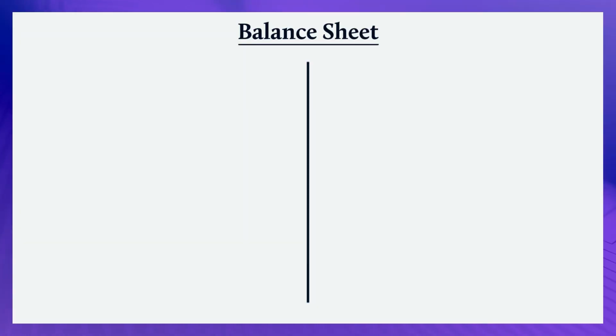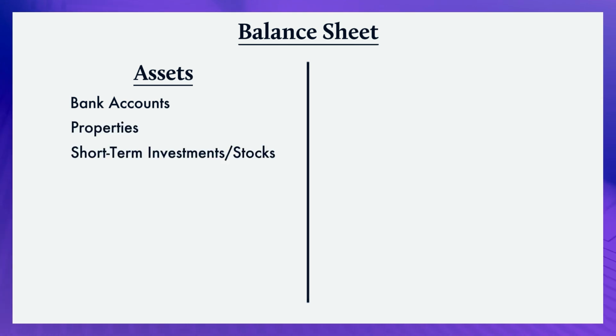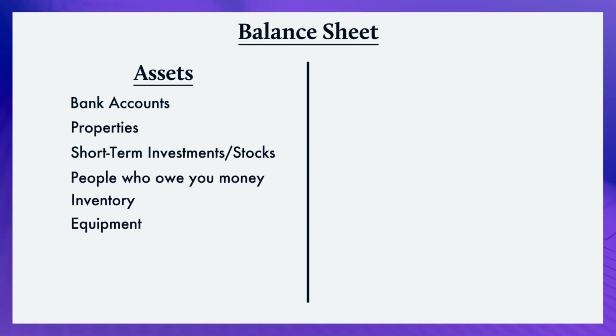But you need to understand this. A balance sheet is just a sheet of paper, hence the word, that is divided into 2 sections. One section lists all the assets that you have. It lists all the bank accounts you have, the properties, the short-term investments or stocks you might have, the names of the people that owe you money, the inventory, and all the equipment. All that stuff is listed in the assets section. They total all those numbers up and give you one big number called total assets.